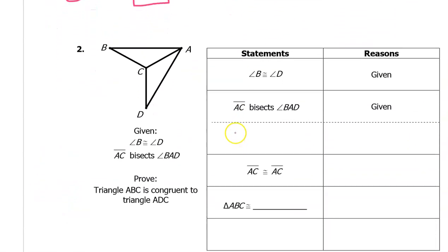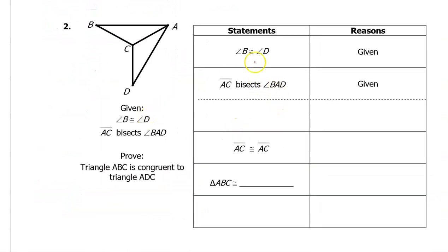Let's look at problem number 2. So I see that angle B is congruent to angle D, statement, and the reason is given. Let's go ahead and mark that into the picture. Angle B is congruent to angle D. Now, this word bisect means to cut in half. We're cutting something in half. Focus on this right here, angle BAD. That is what is being cut in half, bisected. So angle BAD is this angle right here, from B to A to D.